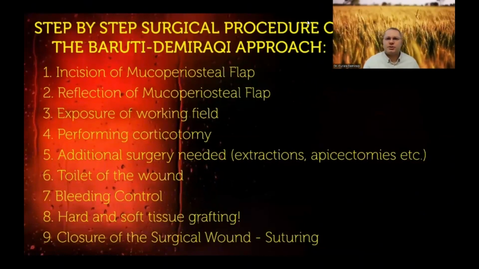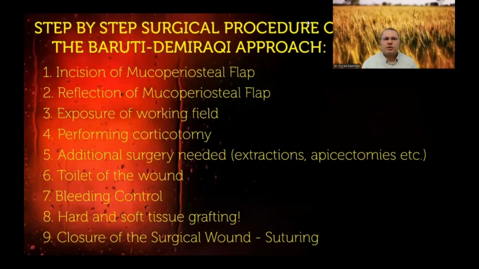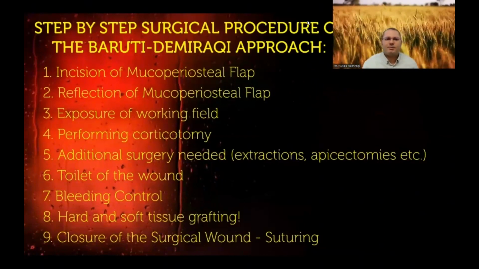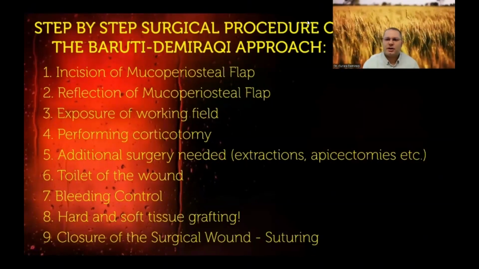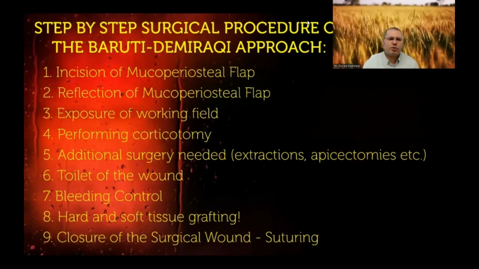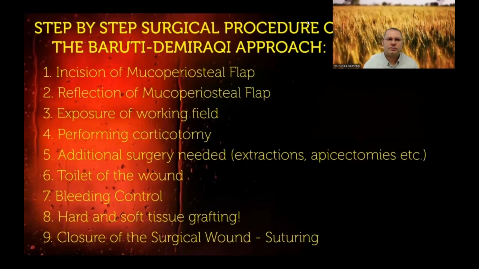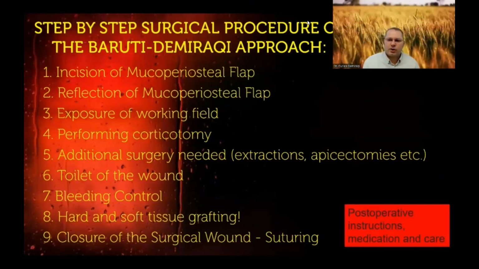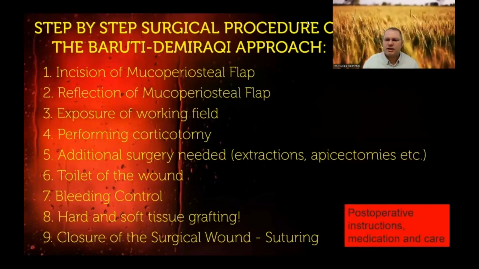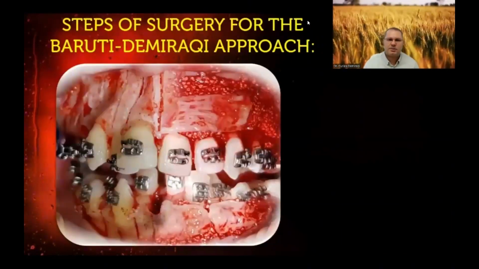And this is the surgical procedure, step by step, in the Baruti Demiraqi approach. Incision of the mucoperiosteal flap, reflection of it, exposure of the working field, the performing of the corticotomy, additional surgery needed, extraction, apicectomies, etc., the toilet of the wound, bleeding control, hard and soft tissue grafting, closure of the surgical wound, suturing, and of course, post-operative instruction, medication, and care are given and explained.